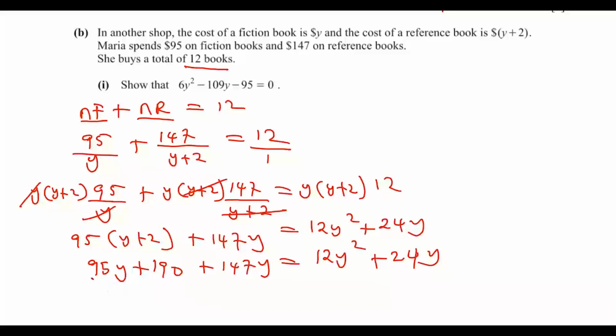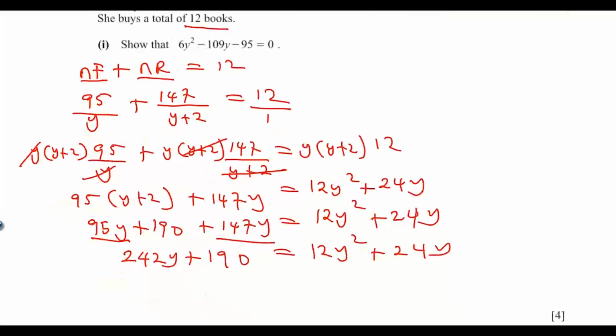So we can add this and this together as they are like terms. So this will be 242y, then plus 190 to be equals to 12y squared plus 24y.